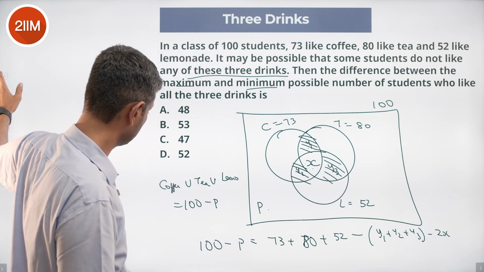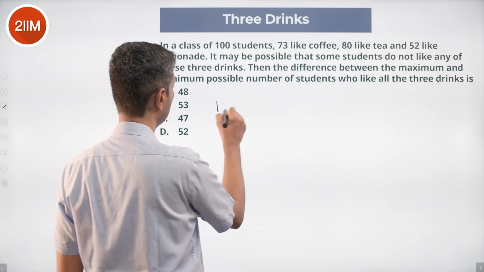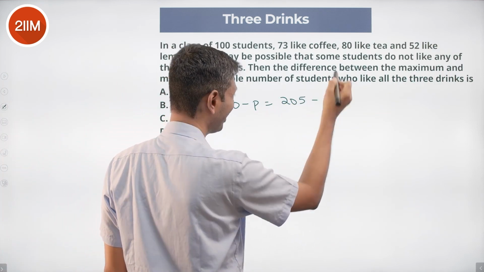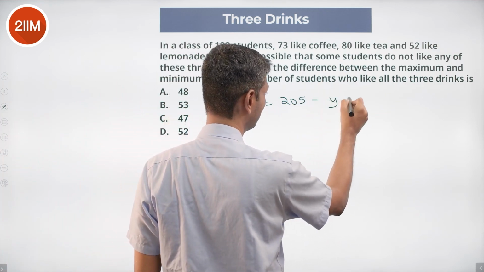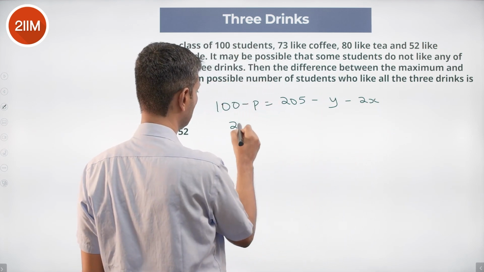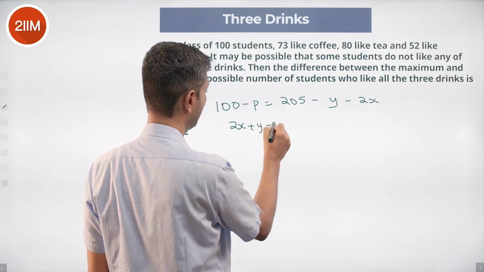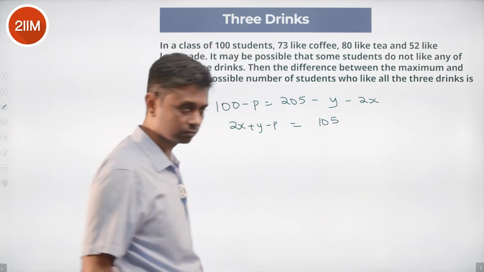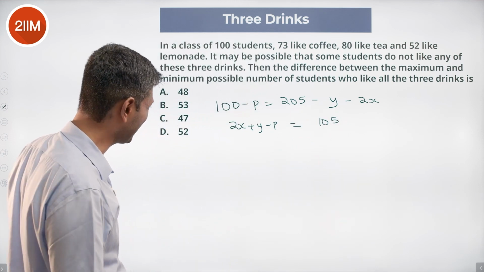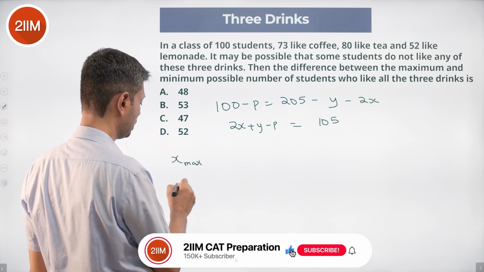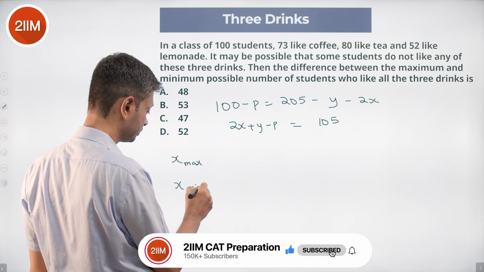So I'm going to write this equation again. 100 minus p is 205 minus that y1 plus y2 plus y3. I'm calling it y, minus 2x, or 2x plus y minus p is 105. What are we interested in? We want to find the maximum value of x and the minimum value of x.